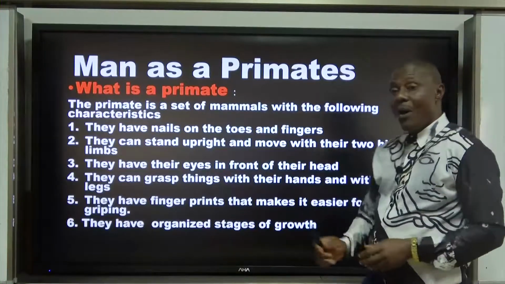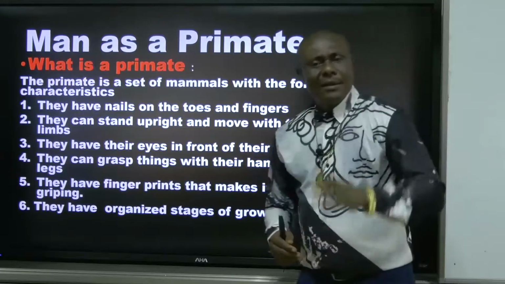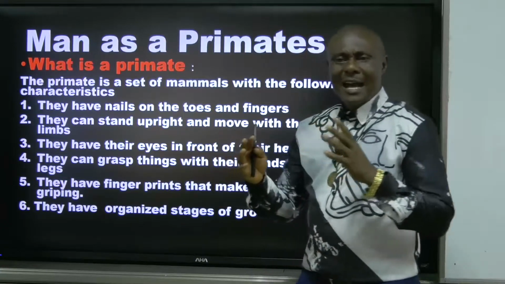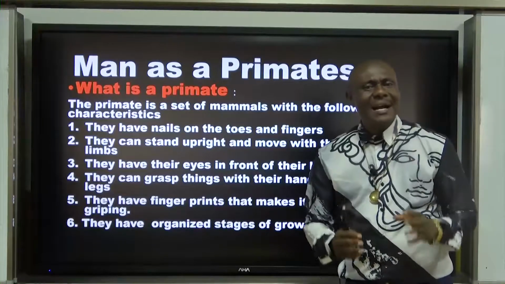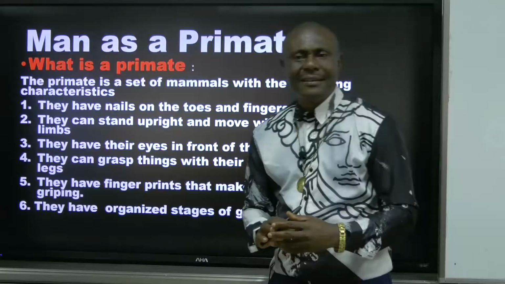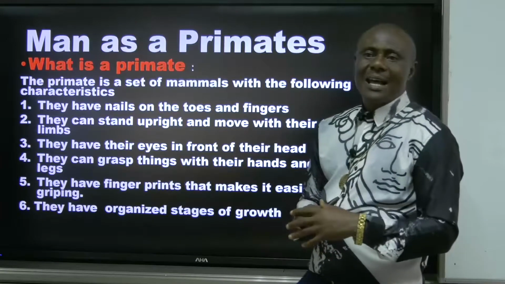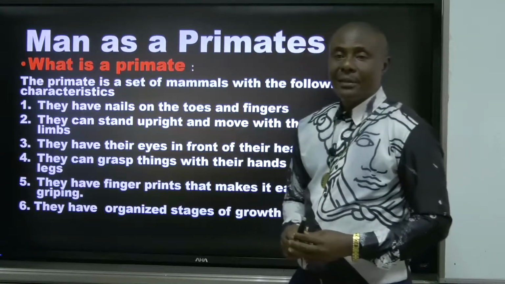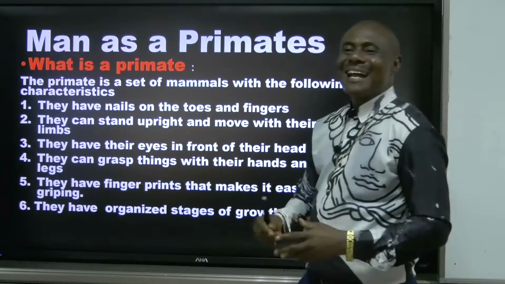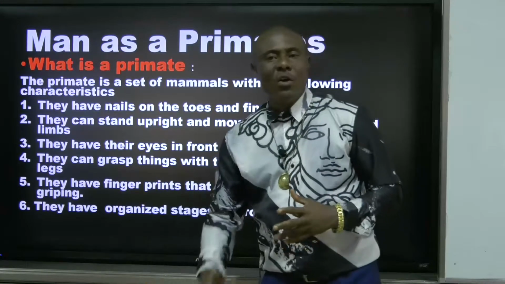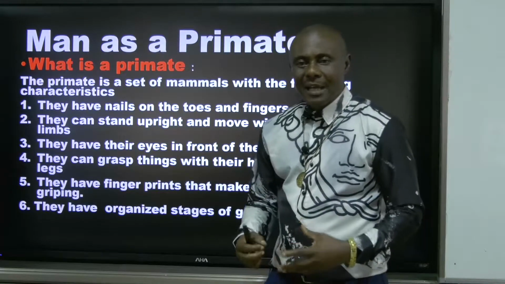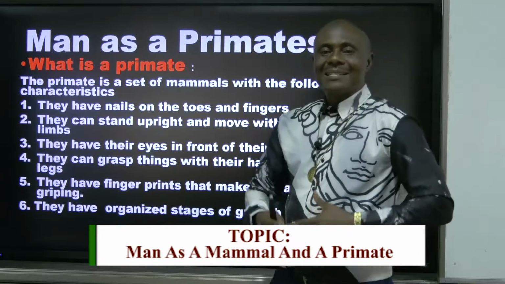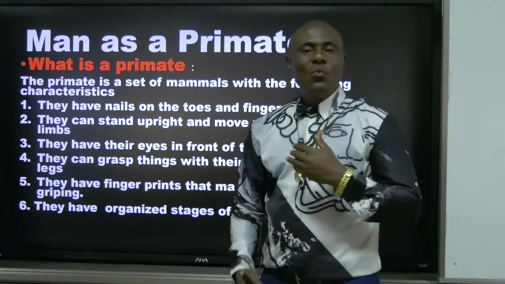Listen again. I said number one, they have nails covering the fingers and the toes. We already know that they have fingers and they have toes. These fingers and toes contain an exoskeleton that is referred to as claws. And these claws are called nails, covering the fingers and the toes. That is number one. We said number two, they can stand upright and they will go a very long way on their hind limbs. They will not walk with both their forearms and their hind limbs together. No, they can stand upright and they will go a long way with their hind limbs.